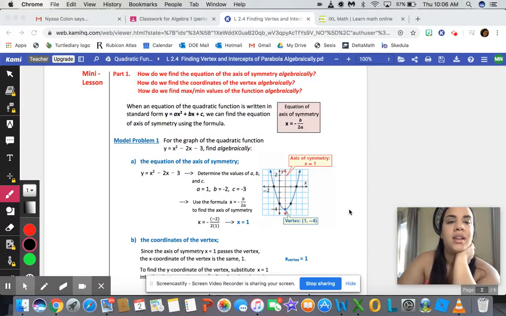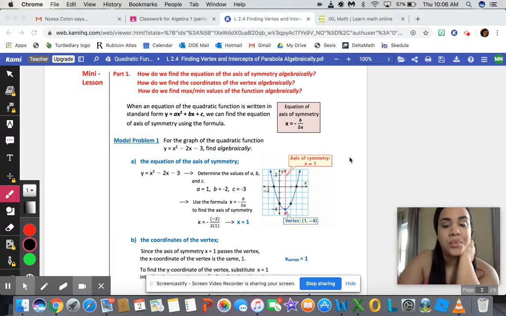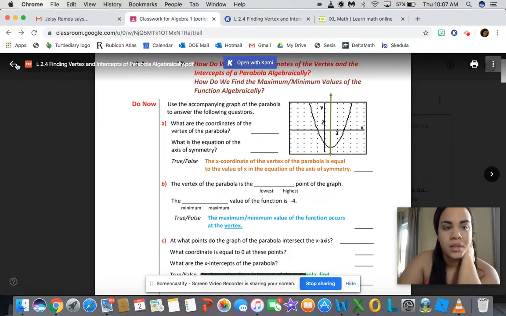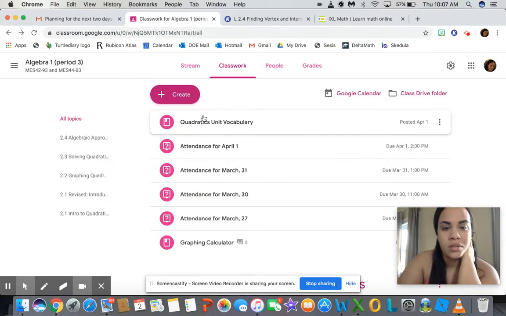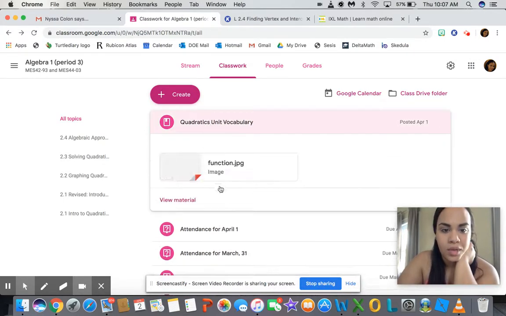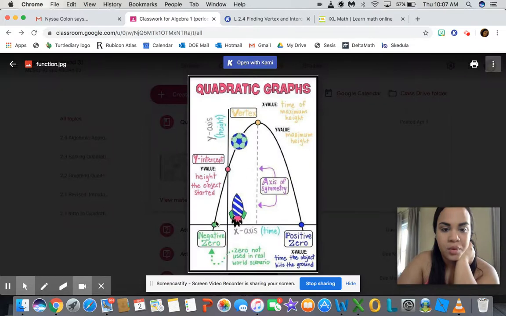Hey guys, so for lesson 2.4, we're going to find the vertex and the intercepts of the parabola. At this point, everyone should know what the vertex is. If you don't know, you need to go back and look at the resources that I gave you. There's a little picture that I put for the quadratics unit in the tool section or the material section. I put a little picture that states every part of the quadratic parabola.